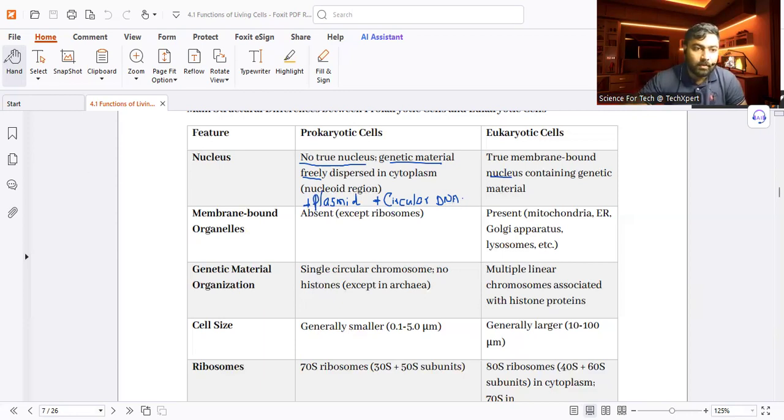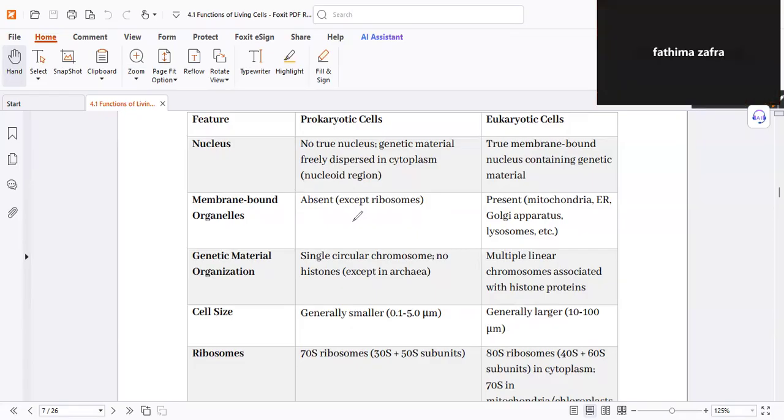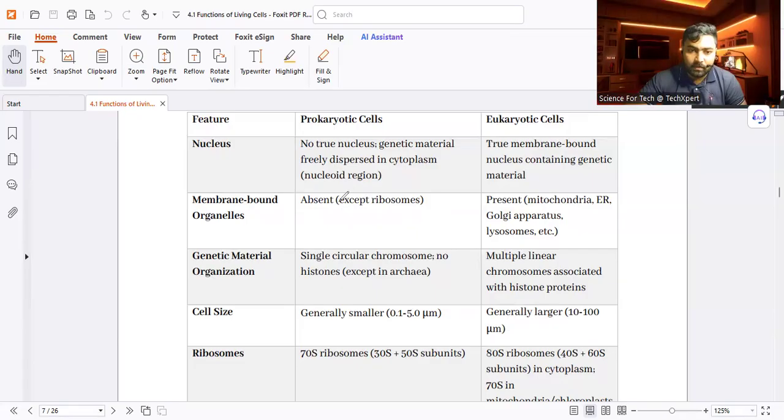Then membrane bound organelles. We can see in prokaryotic cells there are no membrane bound organelles. Here it has given us "except ribosome." That doesn't mean this ribosome has a membrane. This ribosome also doesn't have a membrane. Understood? Yes, sir. I think cut this word "except," otherwise it will mislead you. Cut the word "except."